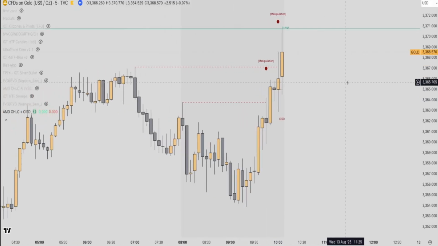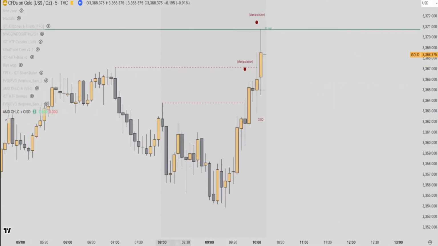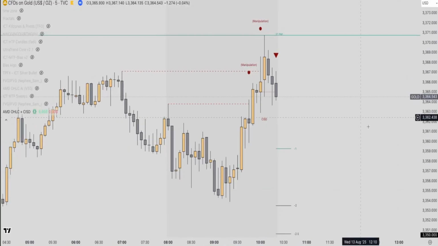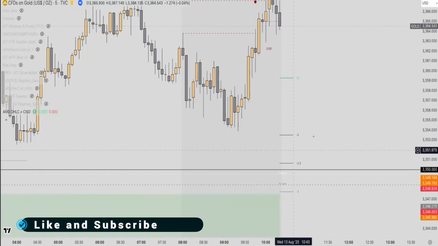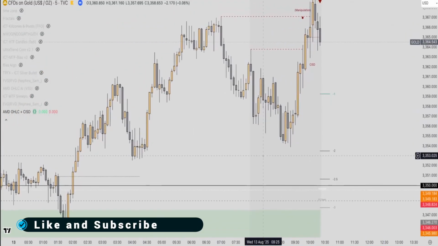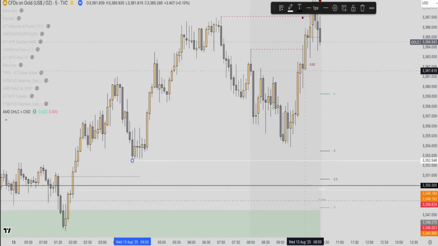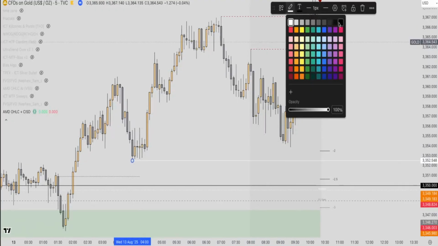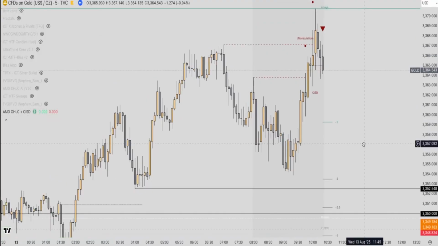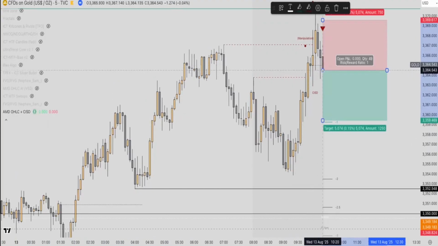So let's see if we happen to reverse, so that we can execute. Nothing yet. There we go. Boom. It gives a signal and gives us our target, right? This is nicely targeting. I see a potential low here. So we could definitely be taking an entry, executing right there.